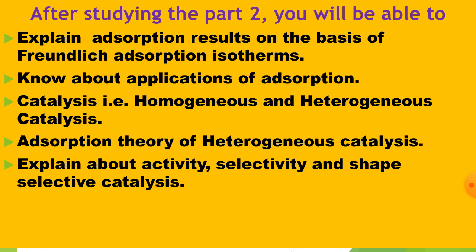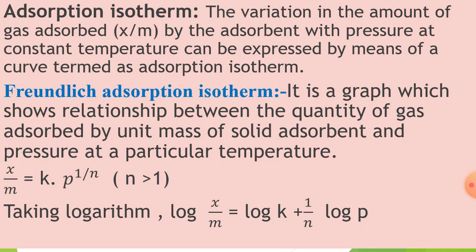Then you will be able to know the adsorption theory of heterogeneous catalysis. Then dear students, we will explain activity, selectivity and shape selective catalysis. I also told you some points about activity and selectivity in part 1 of Unit 5. Let us start with adsorption isotherm.